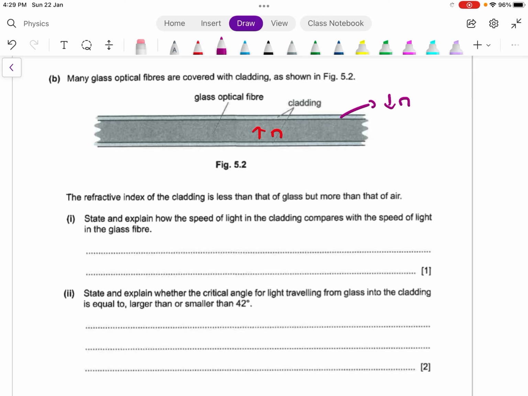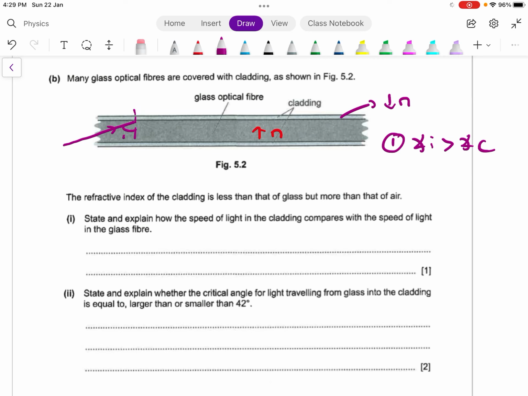Why must I do that? Because always remember, what are the 2 criteria to undergo total internal reflection? The first criterion is, of course, that the angle of incidence must be more than the critical angle. So for example, I have this light ray entering in this particular direction. So I draw a normal.